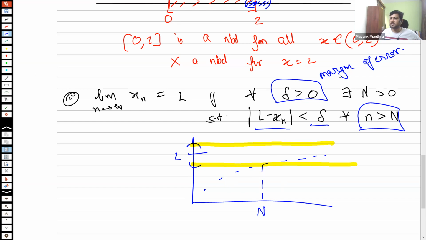Now this margin of error, when it was defined, was defined symmetrically about L. If you notice this thing, it was given as plus delta minus delta around L, which was symmetric around L. So what we are saying right now is that you can make this margin of error asymmetric also. You can say that this margin of error looks like this.